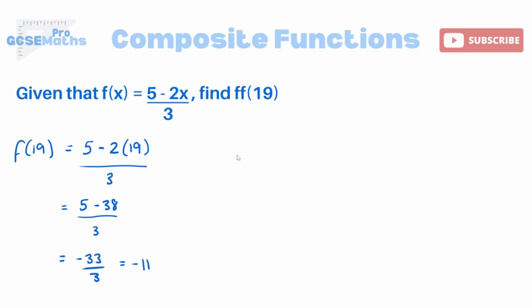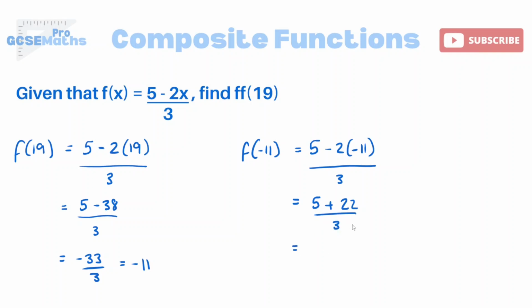And then we can substitute that into f again. Now we're substituting in minus 11 into itself. 5 minus 2 times, in this case, minus 11 over 3. And then you see here, obviously, 2 times 11 is 22, but we have negative 2 times negative 11, so that's a positive, isn't it? So that gives us 5 plus 22 over 3. And that's obviously 27 over 3, which we know is 9. So your final answer is 9.